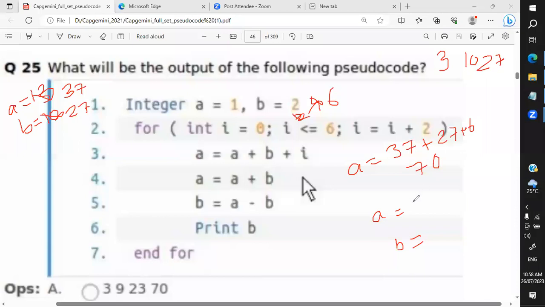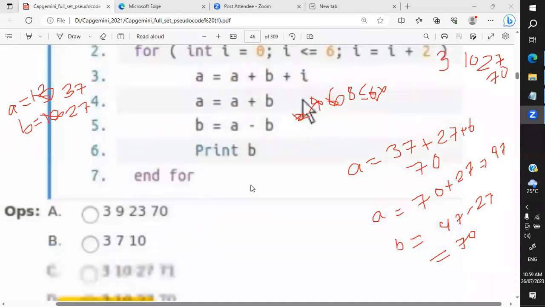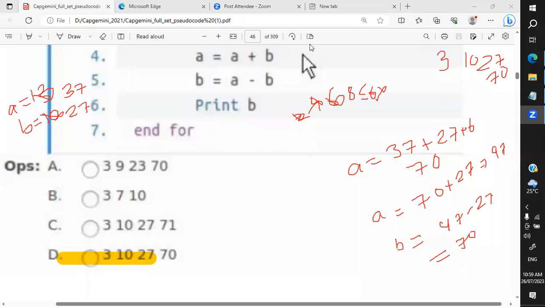Now again 70 plus B. 70 plus 27, what is that? 97. So A value will become 97. Then B is equal to 97 minus 27, which is nothing but 70. So B will be printed, which is 70, the fourth output. Then it goes back to I. I value will become 8. 8 less than or equal to 6 is false. Stops. So the output we got is 3, 10, 27, 70, option 4.